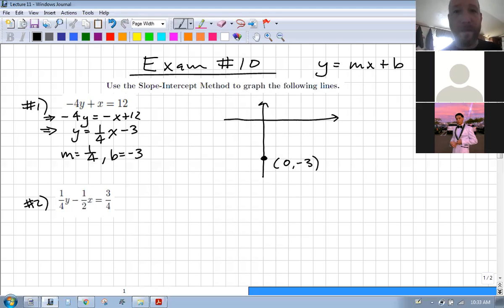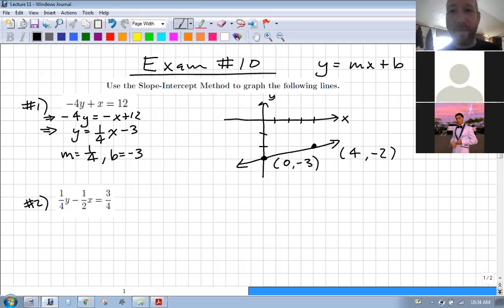Now let's get a second point. It takes 2 points to make a line. Since the slope is 1/4, if I go up 1 and go to the right 4, I get a second point on the line. And then I draw the line and label this second point. If I went up 1, I'm at -2. If I went to the right 4, I'd be at 4. So notice I've labeled 2 points and I've drawn the line through the points.